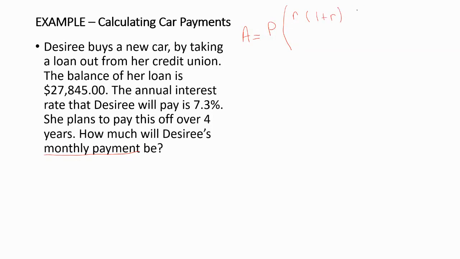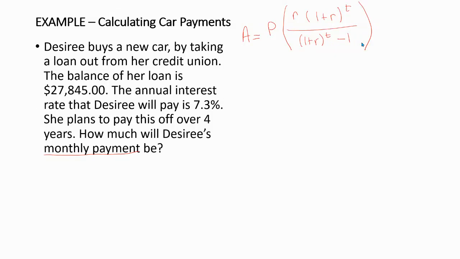Now this 1 plus R is raised to the T power, all over 1 plus R raised to the T power minus 1. Okay, big, messy, scary formula. But we're going to figure out what each letter is, and we're going to fill in the blanks.